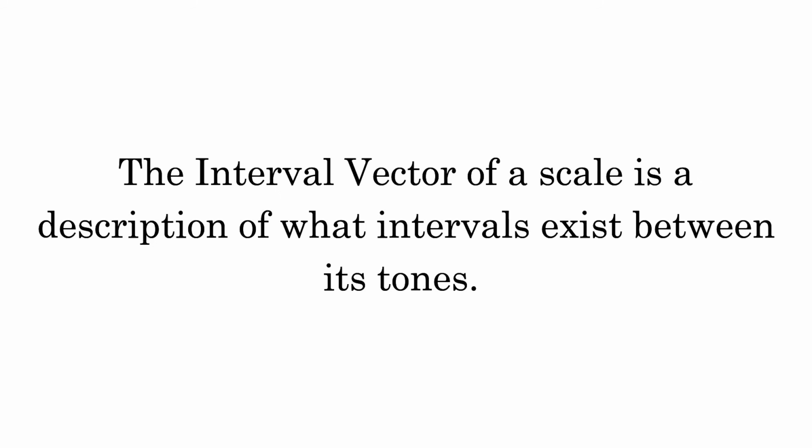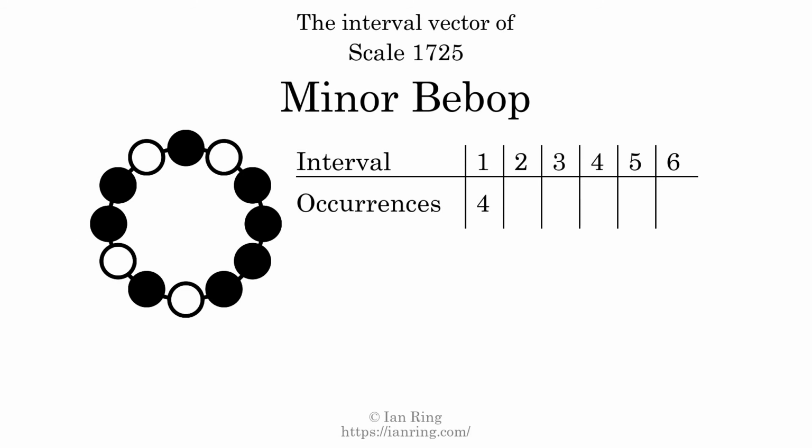The interval vector of a scale is a description of what intervals exist between its tones. There are 4 intervals with a size of 1 semitone. They are here, here, here, and here. There are 6 intervals with a size of 2 semitones. They are here, here, here, here, here, and here.